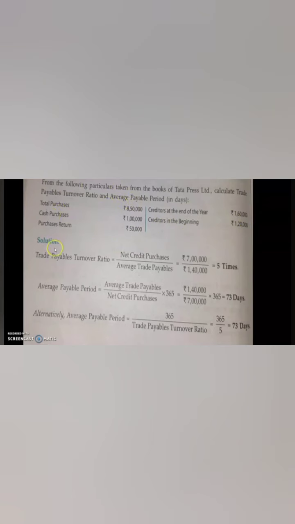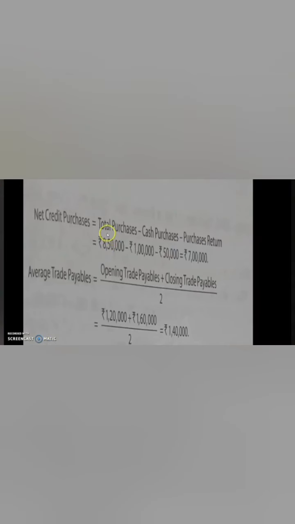So this is your question. Now move to the solution part. First of all, write down the formula. Trade payables turnover ratio is equal to net credit purchases divided by average trade payables. Children, to calculate the net credit purchases, the formula which you have to use is, from the total purchases which is given to you in the question, subtract cash purchase, subtract purchases return.